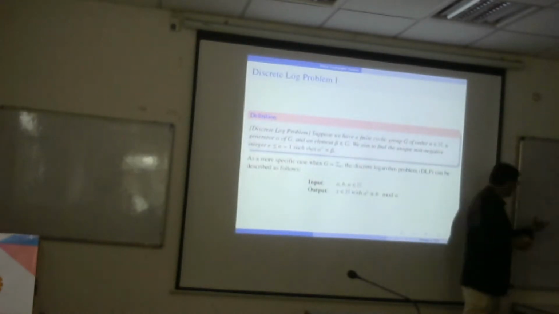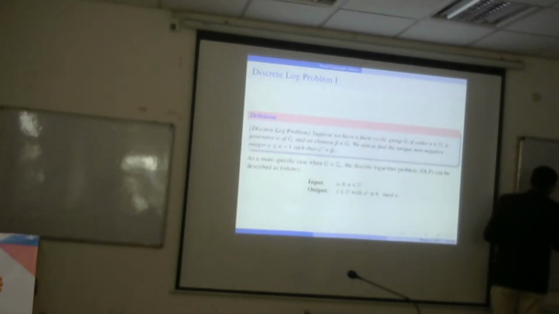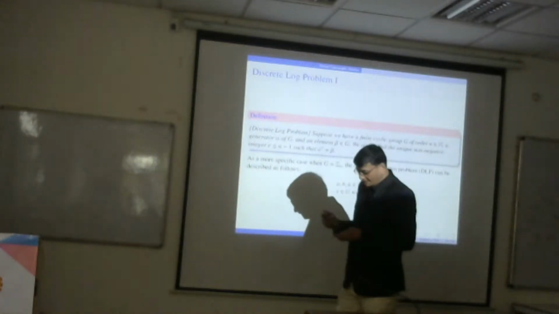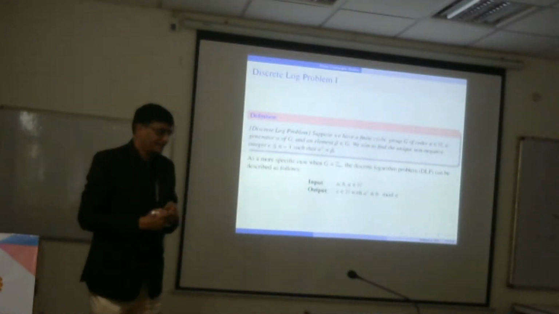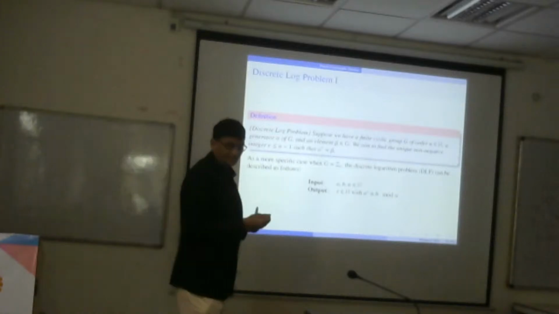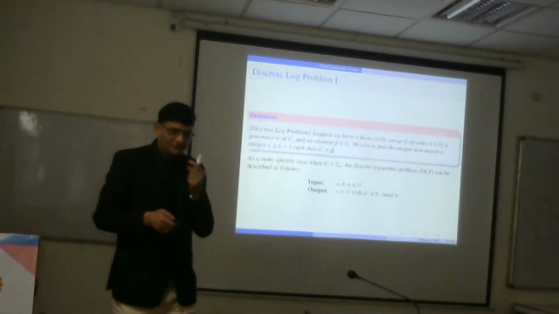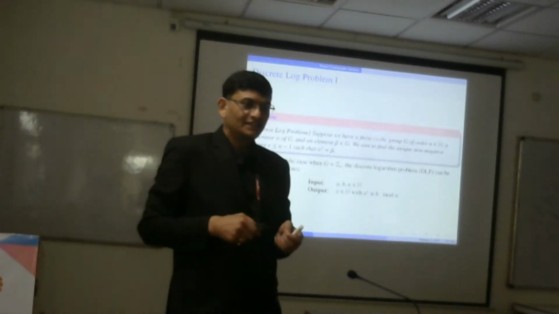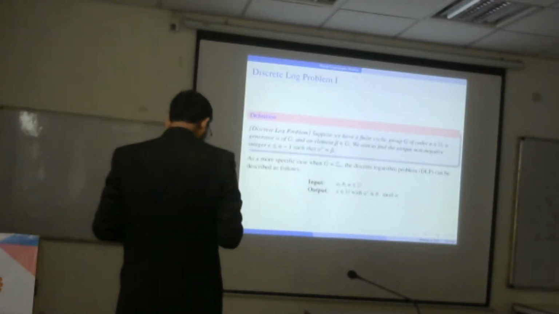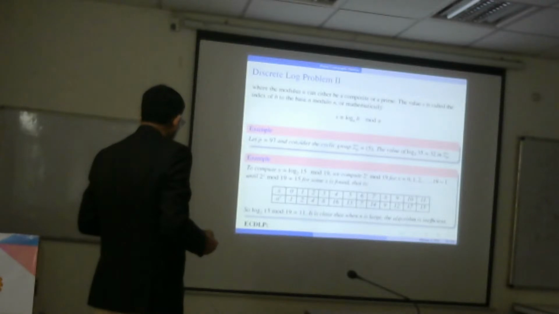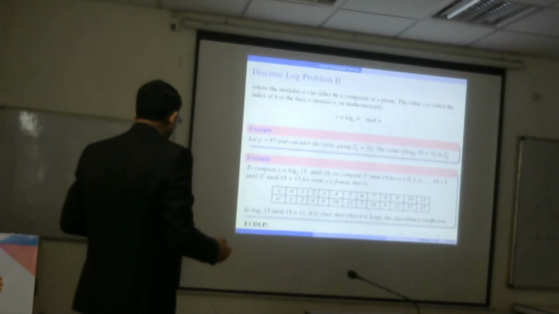we have to find x. P is very big. It means the cardinality of Zp star is, suppose, 2 to the power 2048. Then we have to find the value of x. If x is small, then it is easy to find. If the group is very small, then you can do manual calculation. But if the group is very, very large, then the only known algorithms for this problem are exponential. Okay, so let's take a small example here.